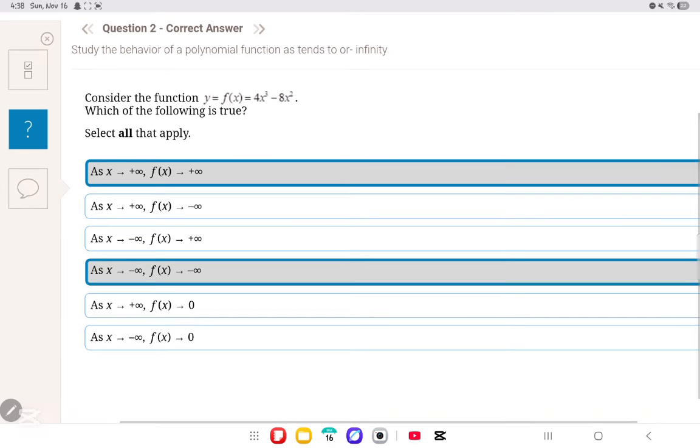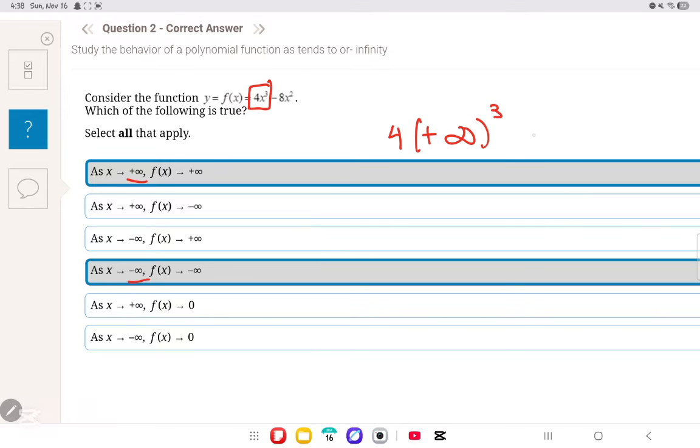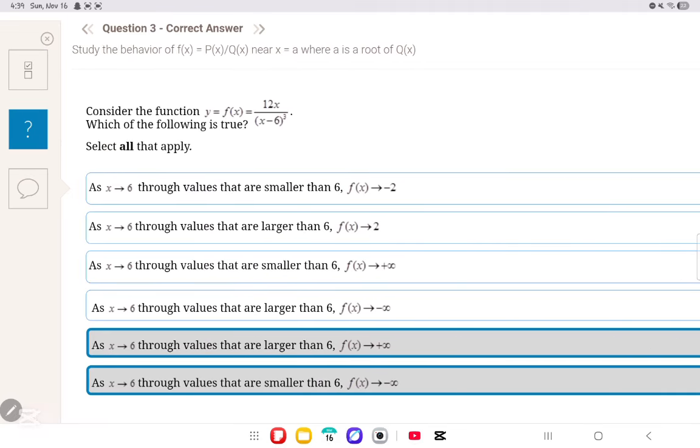Consider the function y equals f(x) equals 4x cubed minus 8x squared. So you take the one with the highest power. Then I substitute one time plus infinity, one time minus infinity. 4 times plus infinity to the power of 3 is going to give me plus infinity. 4 times minus infinity to the power of 3 is going to give me minus infinity. So if I put plus infinity instead of x, it will give me plus infinity. If I put minus infinity instead of x, it will give me minus infinity. I'm going to move to question number 3.